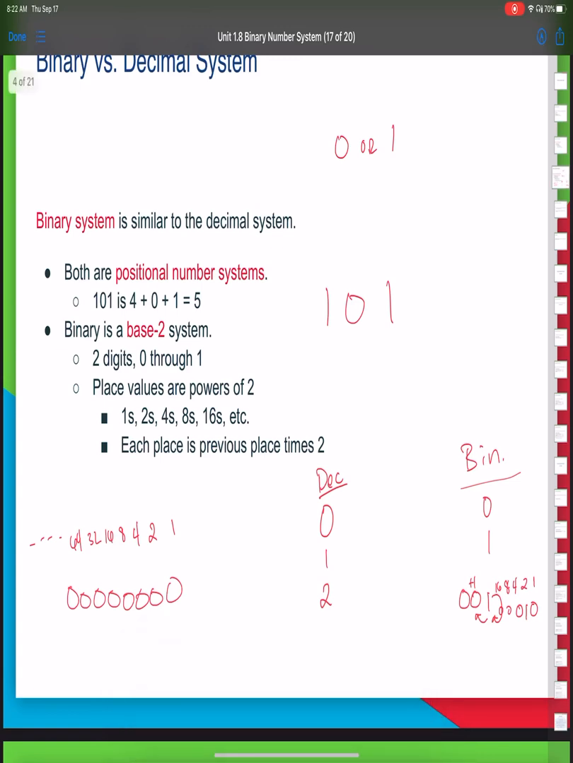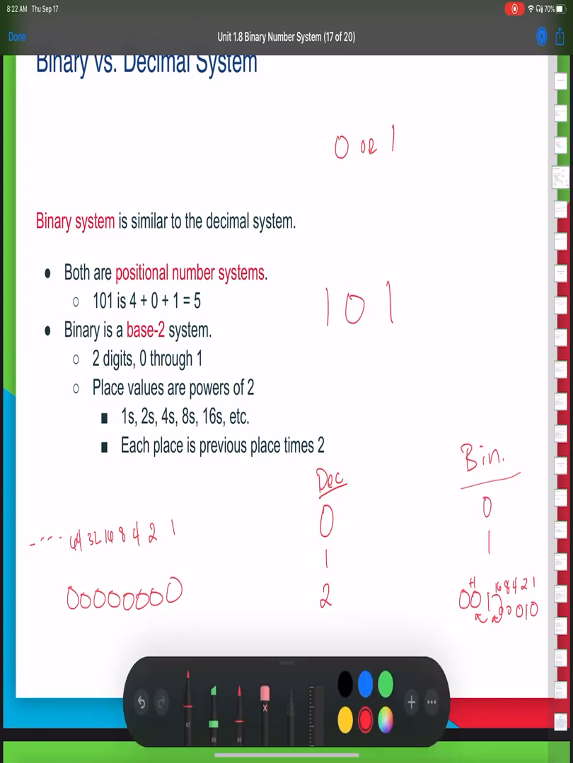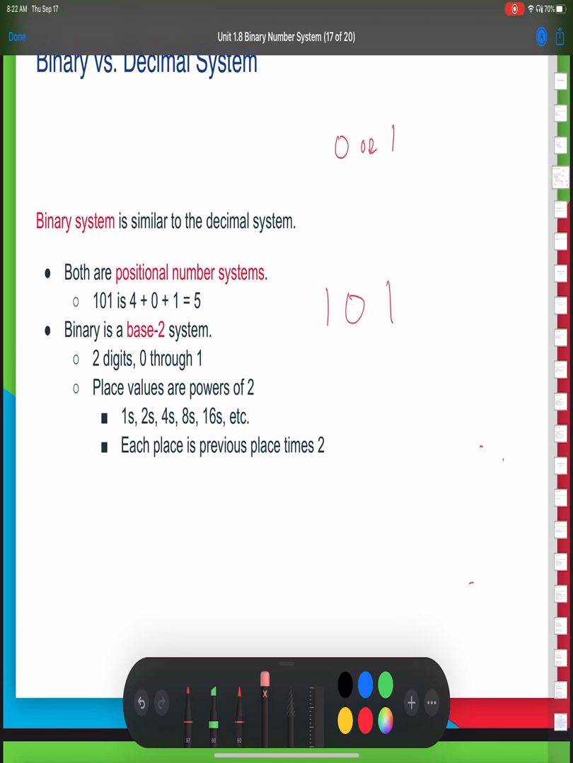So first let me erase this over here, and we can move on and check out some examples and hopefully make sense of this a lot more.